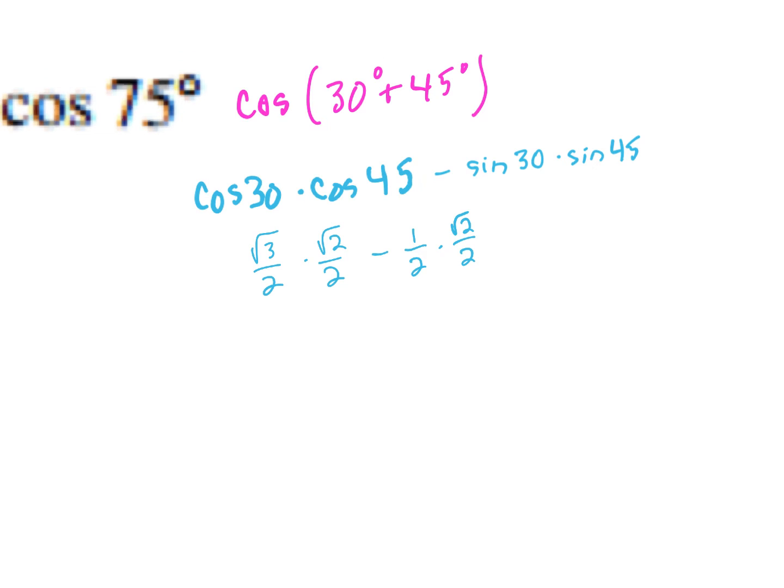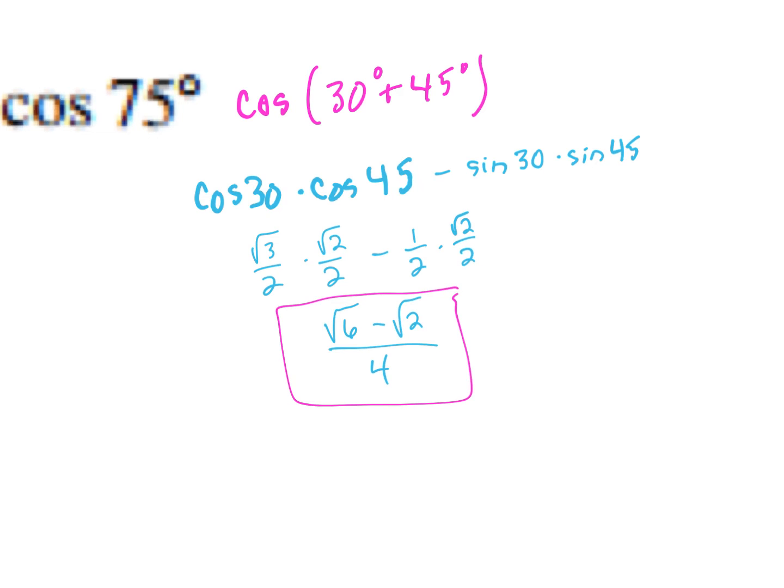So then we have to clean this up. If you look at what we're multiplying in that first term, we get the square root of 6. And then in the second term, we get minus the square root of 2, and then all of that is over 4. So that is our final answer.